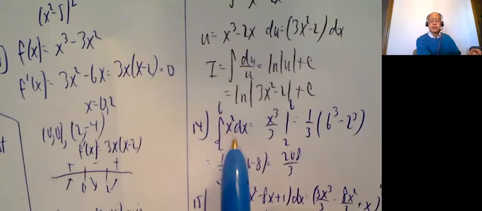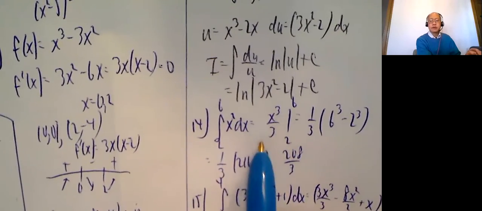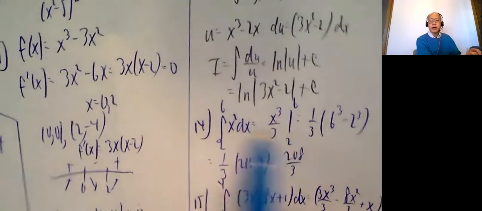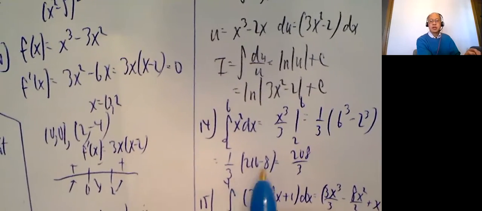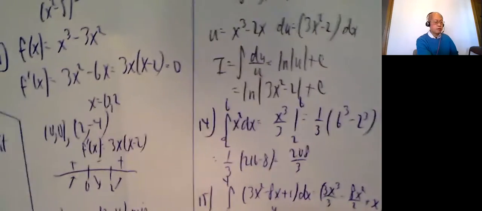Number 14, integral from 2 to 6 of x squared dx, x cubed over 3 from 2 to 6, factor out the 1/3. 6 cubed minus 2 cubed is 216 minus 8, so final answer is 208 over 3.